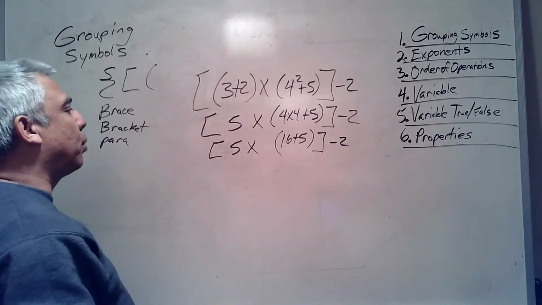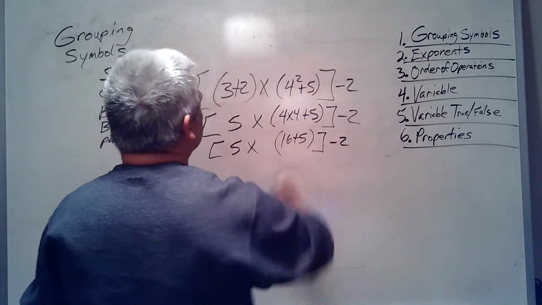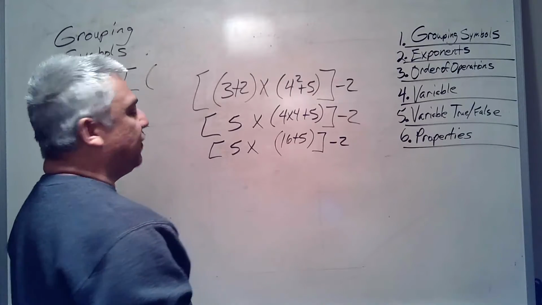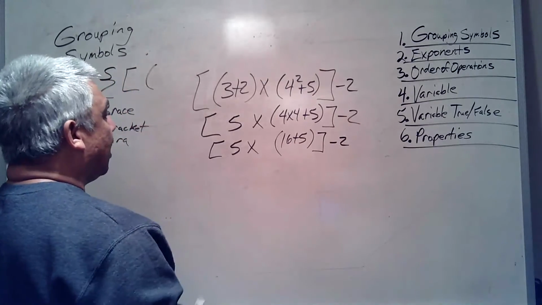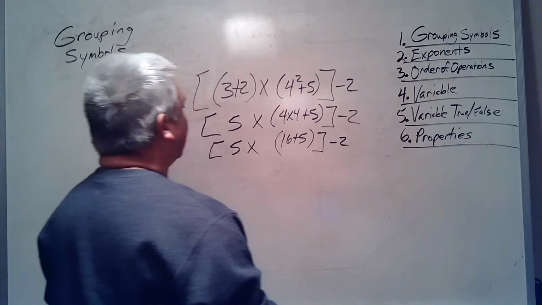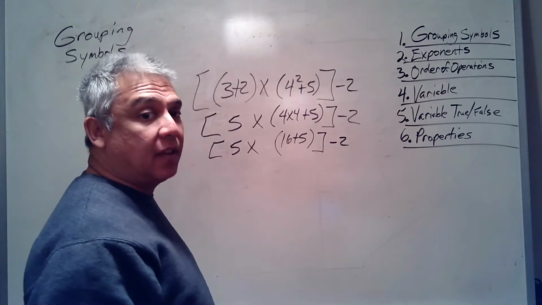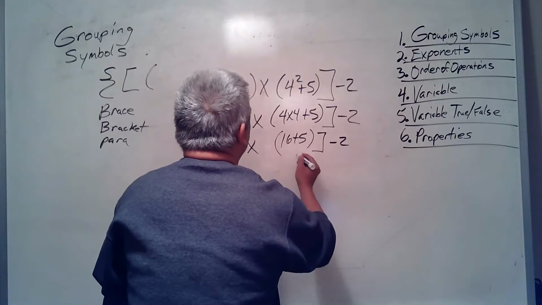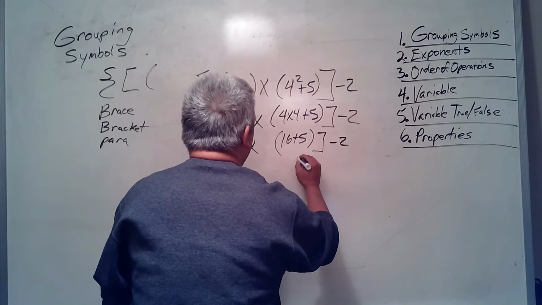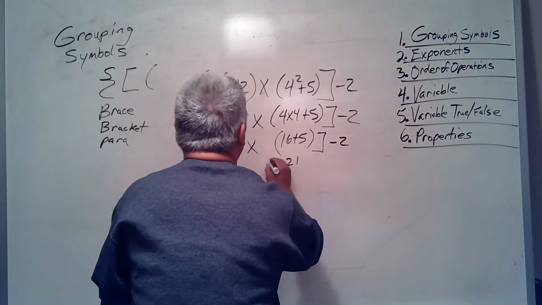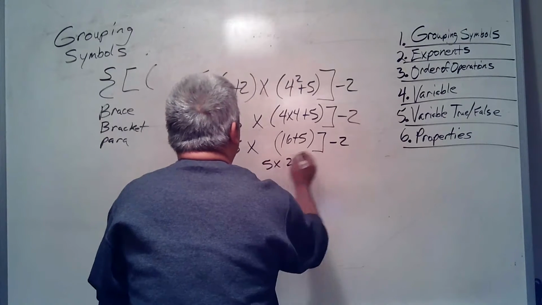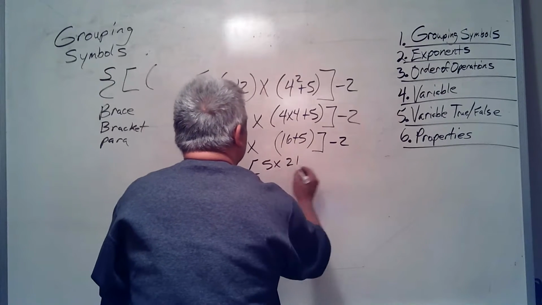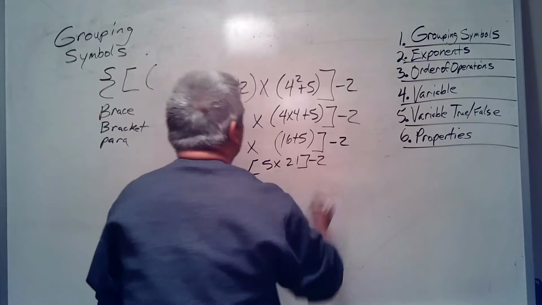Now, we still have a parentheses. It still exists. 16 plus 5, what is that? If you have to use your fingers, I don't care. If you have to draw tick marks, I don't care. Only thing I care about is getting the what? That's right, the right answer. 5 plus 6 is 11, carry the 1, so that's 21. 5 times 21, there's a bracket, minus 2.